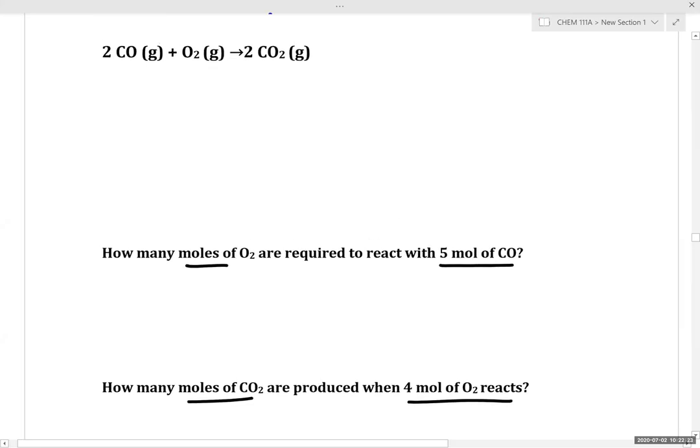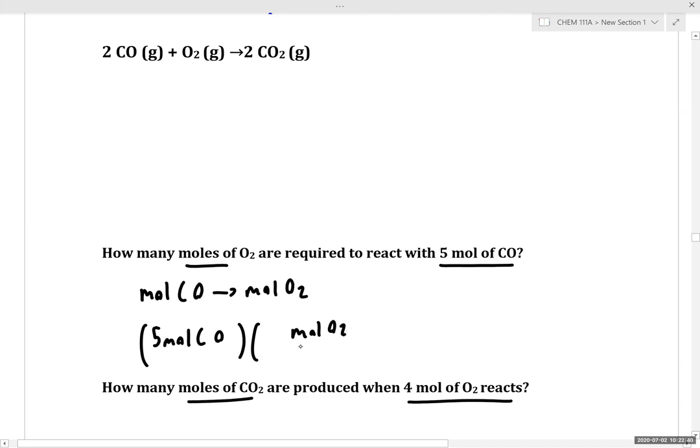So we're asked how many moles of oxygen are required to react with 5 moles of carbon monoxide. So we're going from moles of carbon monoxide to moles of oxygen. So we have 5 moles of carbon monoxide, and how many moles of oxygen do we need per mole of carbon monoxide? What's our mole to mole ratio in this case?